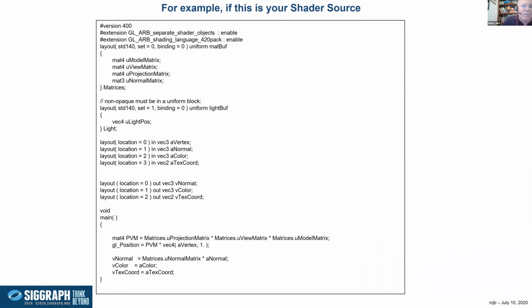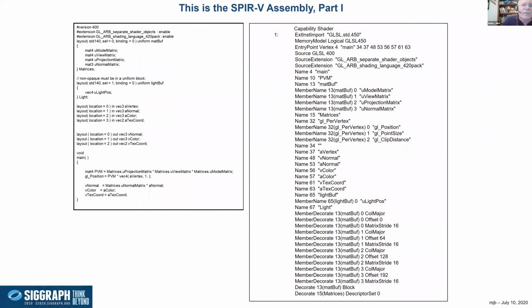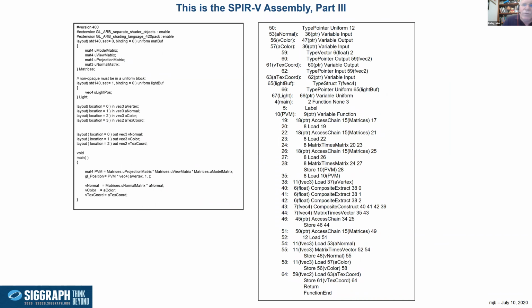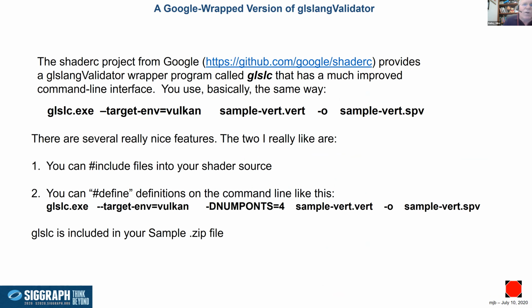Here's what the text version of the SPIR-V looks like. The binary version is just gibberish, and so on.